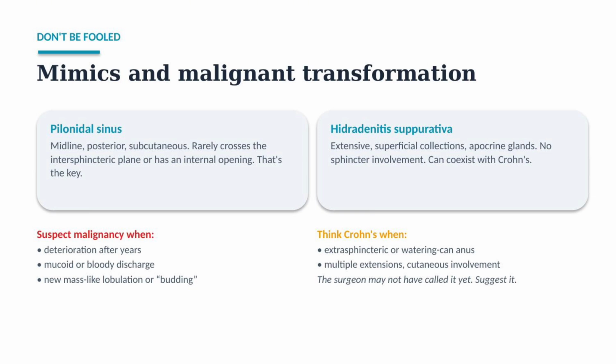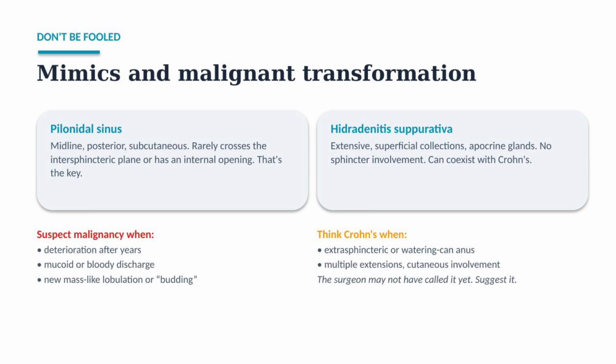Malignant transformation is rare, but missing it is severe. Suspected with substantial deterioration after many years. Mucoid or blood-stained discharge, a new mass-like lobulation, or a budding appearance, which has been proposed as an early sign of cancer in a chronic fistula. Most cases will not look like cancer. The ones that do, look again and think Crohn's, even without a diagnosis.